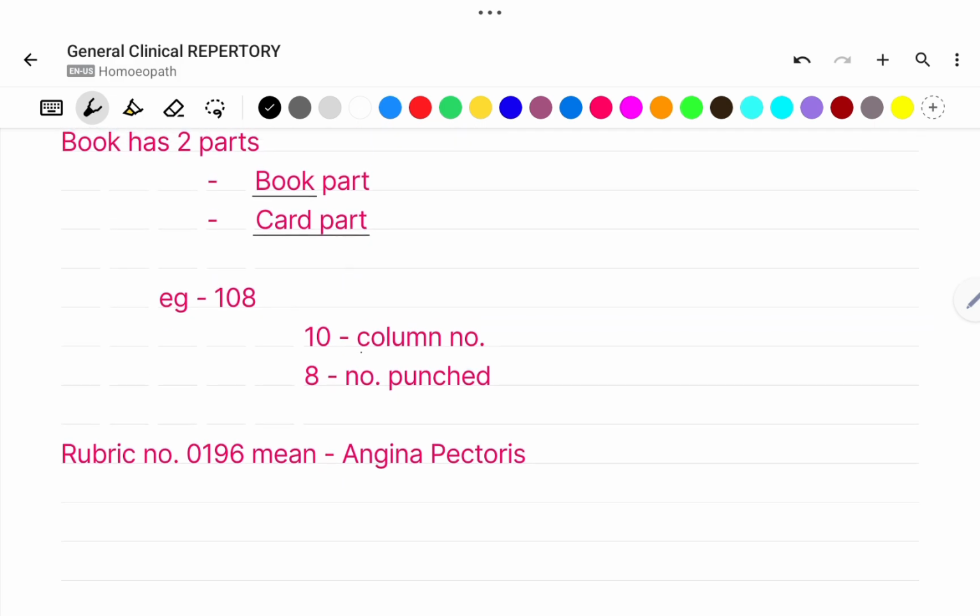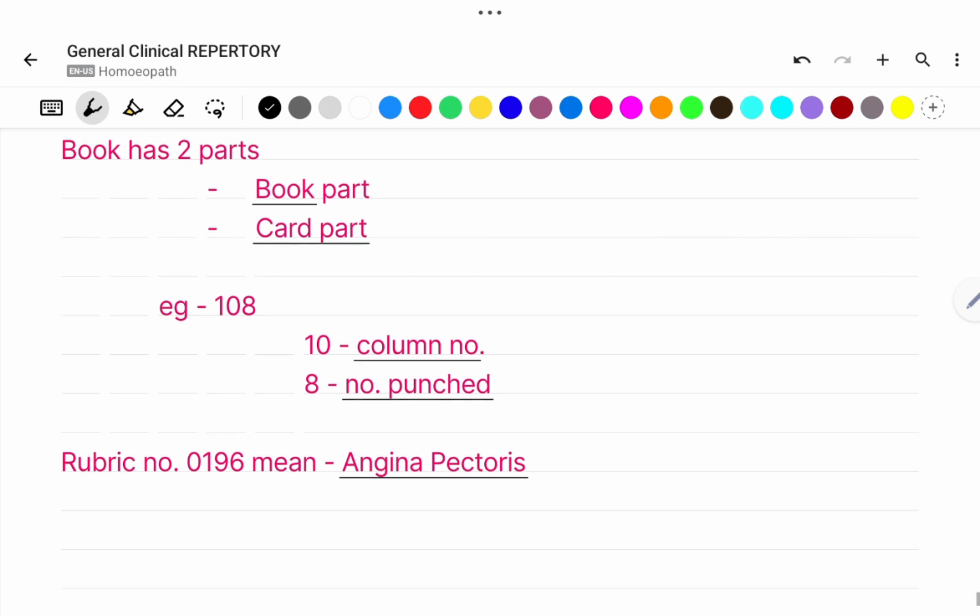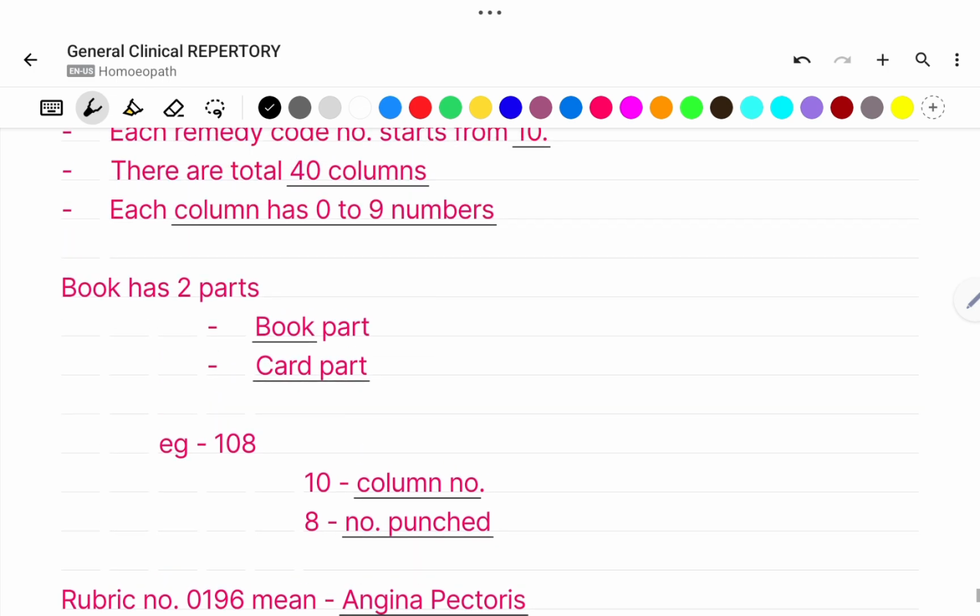Rubrics, for example, 108. So the first two numbers are always the column number and the last number is the punch number. So rubric number 0196 means angina pectoris. So this was about our card repertory.